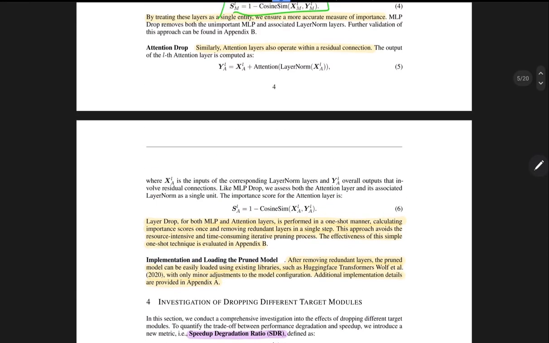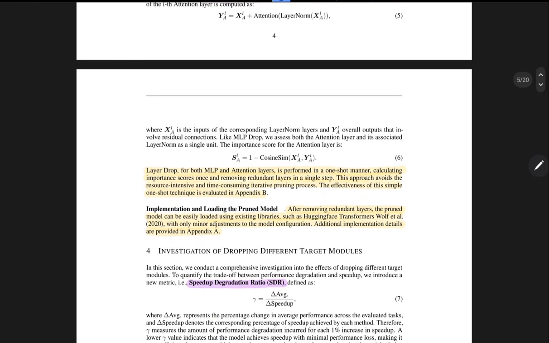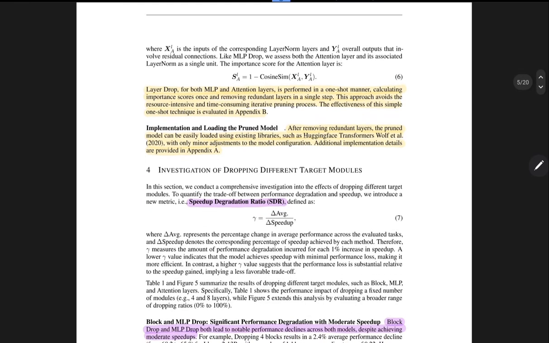Now what they are saying here is, where X is the input of the corresponding layer normalization and Y is the overall output, right? So now layer drop for both MLP is performed in a one-shot manner, calculating importance scores and removing redundant layers in one go. Okay, good. Now the implementation and loading the pruned model: after removing those layers, the pruned model can be easily loaded using existing libraries, Hugging Face Transformers, we all know, right?